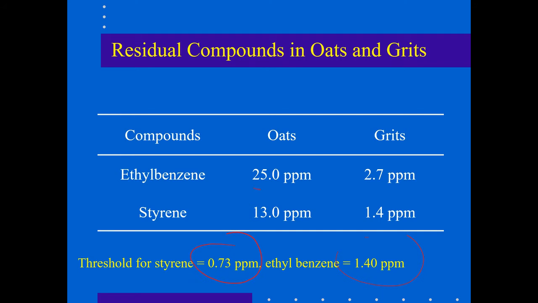25 ppm in oats and 2.7 ppm in grits for ethylbenzene. The threshold is only 1.4. For styrene, 13 ppm in oats and 1.4 ppm in grits, also more than the threshold, which is only 0.73 ppm.